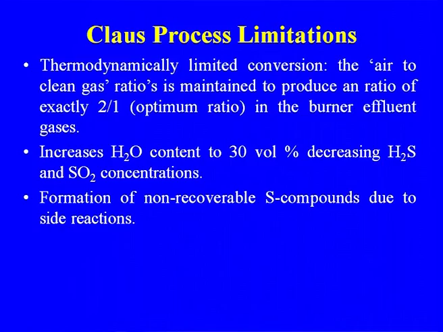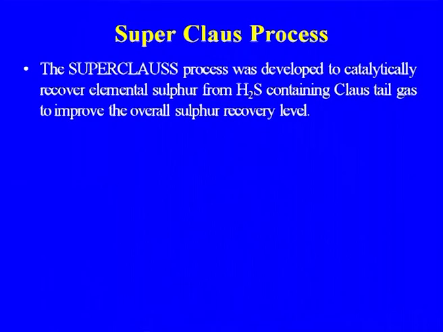So let us now discuss the Super Claus process which I told you about. The problem with the Claus process was that the removal efficiency was around 95 to 96%, and further removal was necessitated, so removal of sulfur from the tail gases has been incorporated. The Super Claus process was developed to catalytically recover elemental sulfur from Claus tail gas, to improve the overall sulfur recovery level.